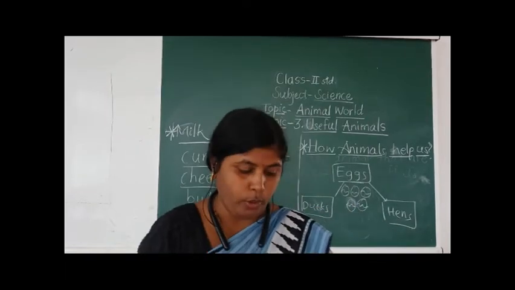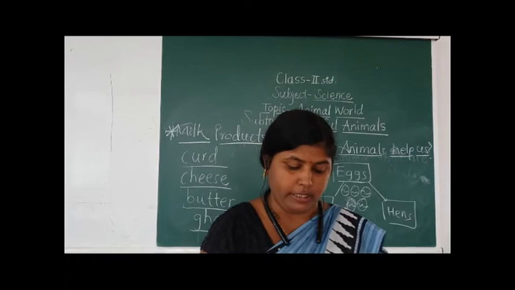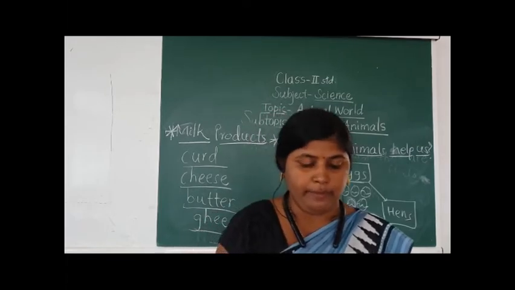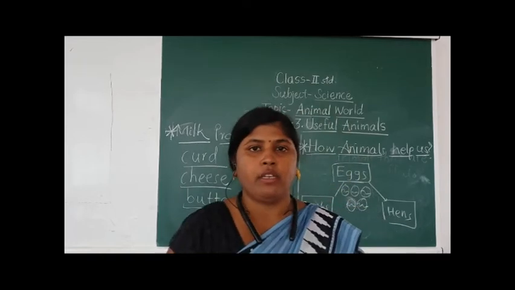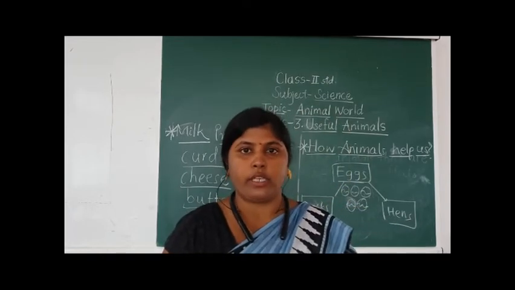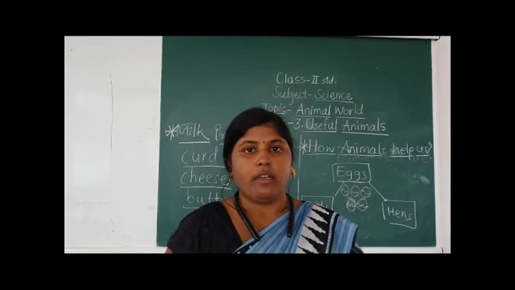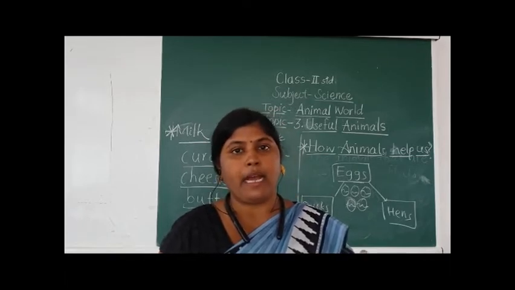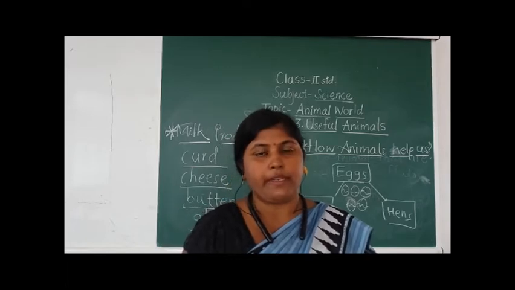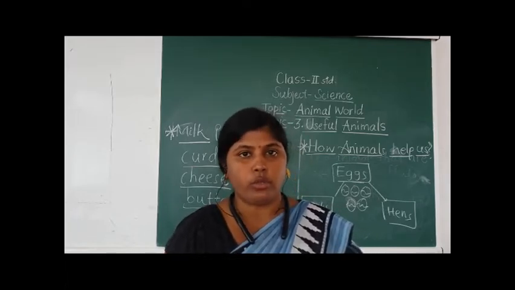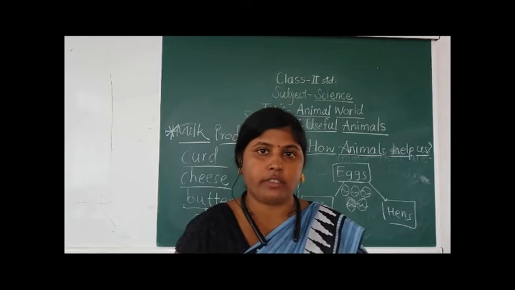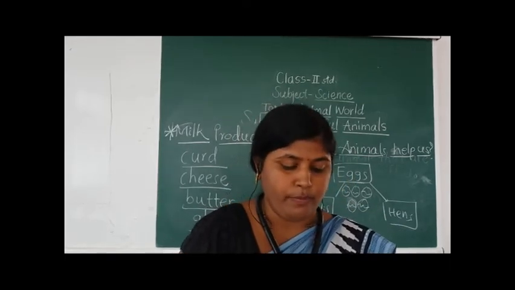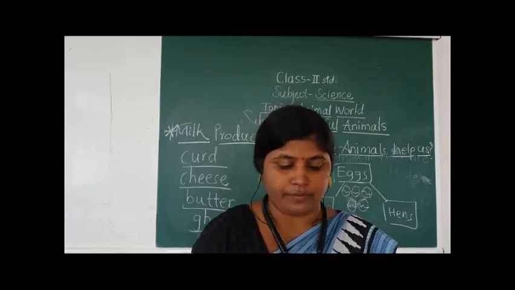Now animals like goat, hen and fish give us meat. See the picture is here. From goat and hen we get meat. So see, some people, okay, or some human beings, some people are vegetarian, some people are non-vegetarian. So those who are non-vegetarian, they eat meat and eggs, such type of foods. So let us move to the next.